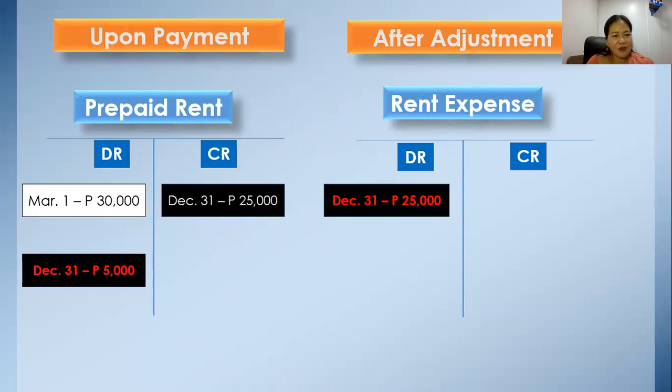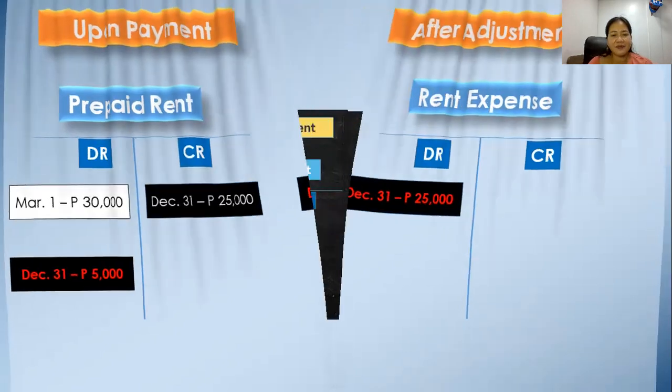So after the adjustment, this is what will happen. At the start, you have a prepaid rent of 30,000. Then at the end of the period, you prepare the adjusting entry, recognizing rent expense. So it's a debit to rent expense, 25,000, and reduce the prepaid rent, 25,000. So you have a balance of 5,000 for prepaid rent and rent expense is 25,000.